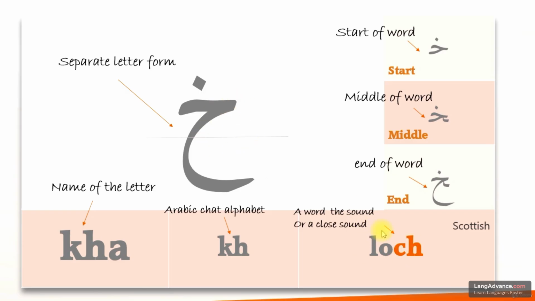For example, here we see loch. Loch is Scottish, and the ch is kh. So this is the sound of this letter, kh. And this is the name of the letter here, kh. And here in the middle, it shows the Arabic chat letter to represent this letter. So if you are chatting and you have to write kh, you can write kh.